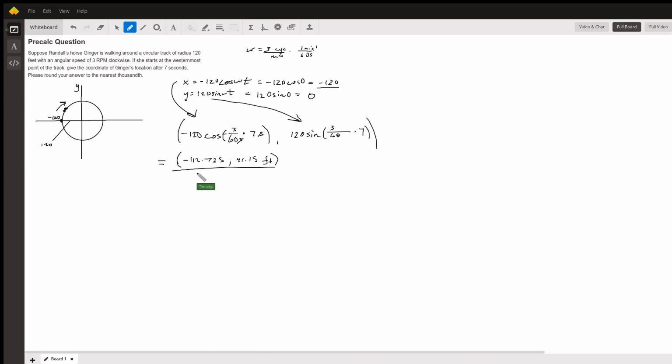Now we need to see if this makes sense. Okay, if it's 7 seconds, -112, yeah, that seems to be around -112, and 41.15 vertical height, I could say that's about 41. So it looks like we're in the clear here, and that should be a valid solution for you.